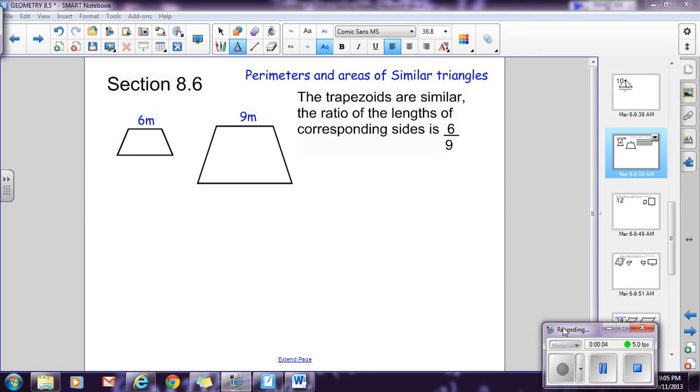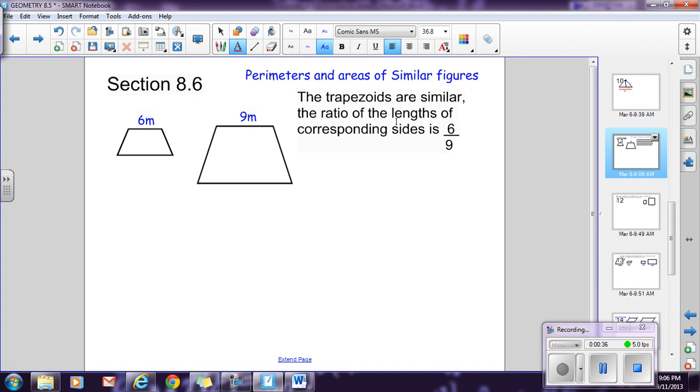Now, this is 8.6. We're talking about perimeters and areas of similar triangles. Before, we were able to find the missing sides of similar polygons, whether they were triangles, quadrilaterals, all that good stuff. But now we're going to find perimeters and areas, and see how they compare with similar triangles, and actually with any type of similar figure. That's my bad, because that should not say triangles, it should say figures. All right, good. Here we go.